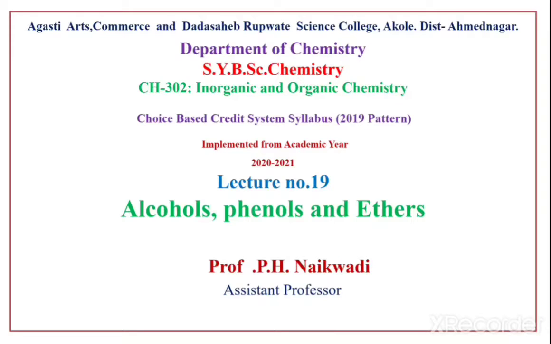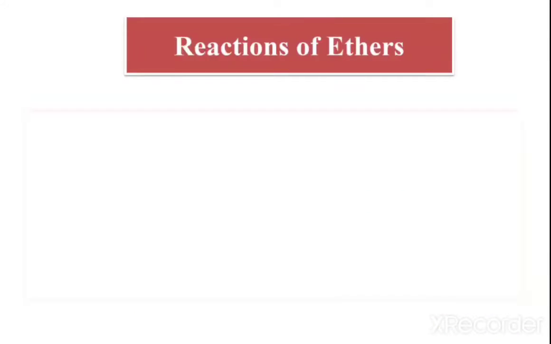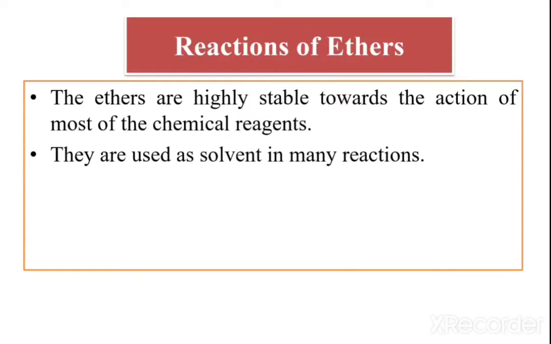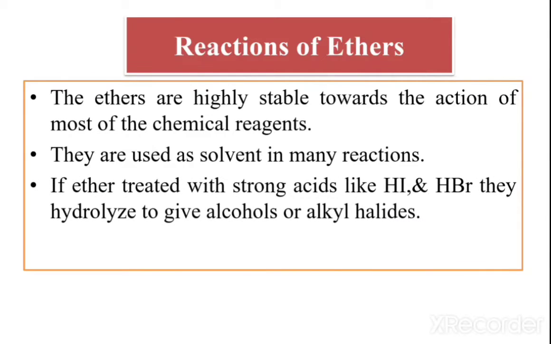Today we will start the remaining part of ether, that is reactions of ether. Friends, the ethers are highly stable toward the action of most chemical reagents. Second, they are used as a solvent in many reactions. And last, if ether is treated with strong acids like hydrogen iodide and hydrogen bromide, they hydrolyze to give alcohol or the alkyl halide. This is most important. That means when ether is treated with strong acids like hydrogen iodide and HBr, they hydrolyze to give alcohols or alkyl halides.